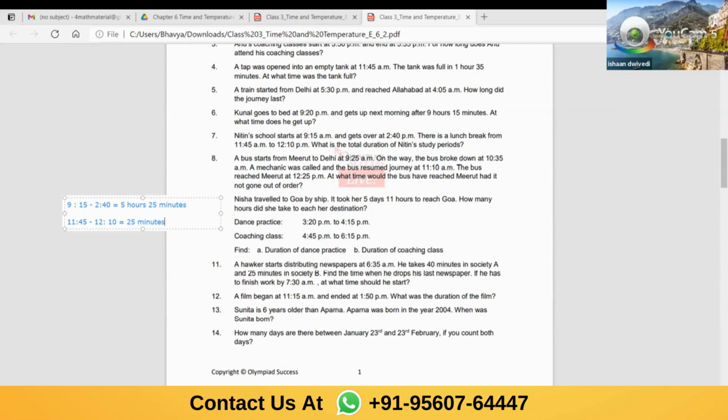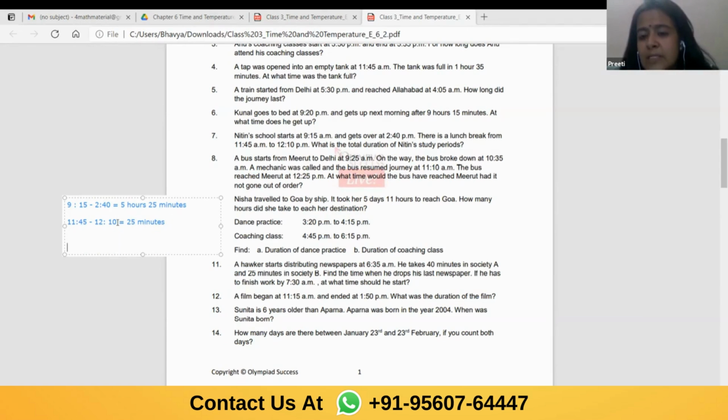5 hours. That's what I'm saying. Correct. And from what should we subtract 25? We have to subtract 25 minutes from 5 hours and 25 minutes. Okay? Yes, ma'am. Okay. Question number 8 says, a bus starts from Meerut to Delhi at 9:25 a.m.